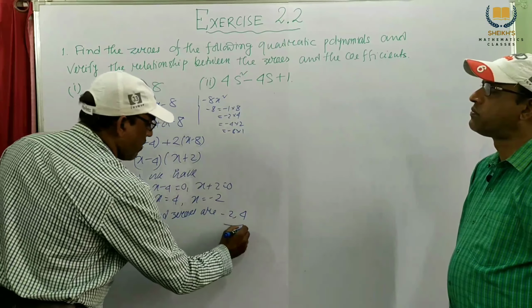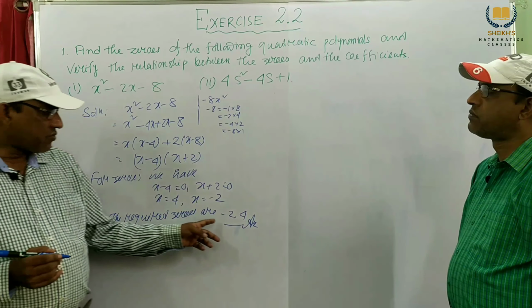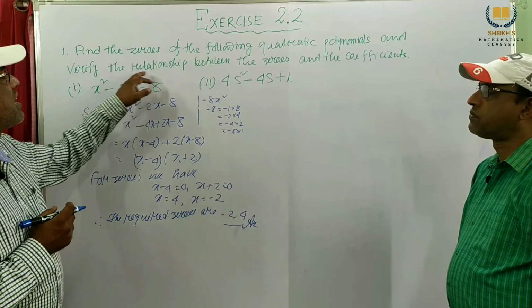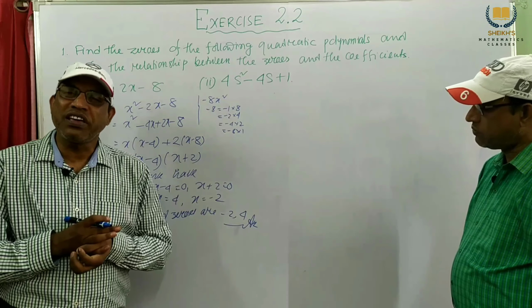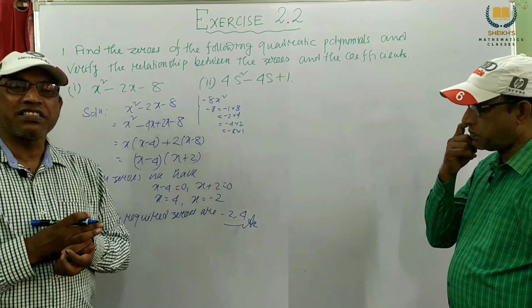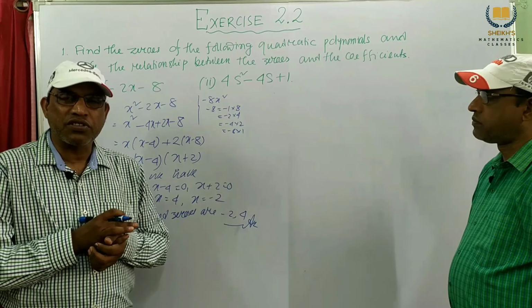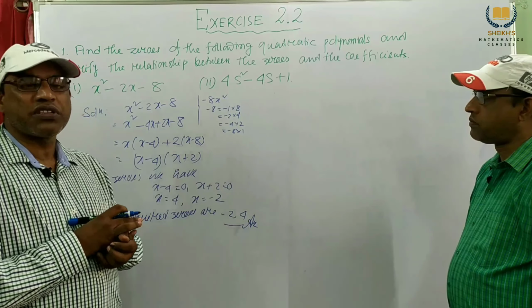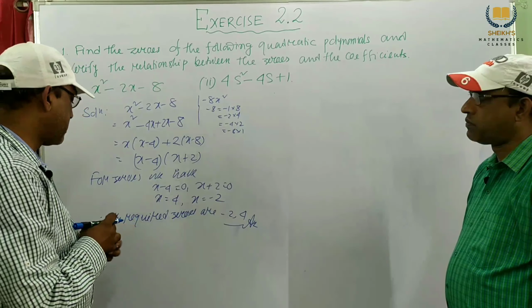This is our answer: minus 4 and 2. Now verify the relationships between zeros and coefficients. We know the relation: the sum of the zeros equals minus coefficient of x by coefficient of x square, and the product of the zeros equals constant term by coefficient of x square.